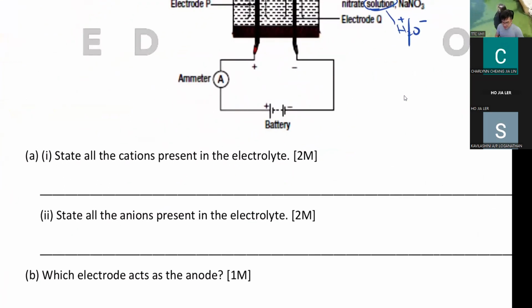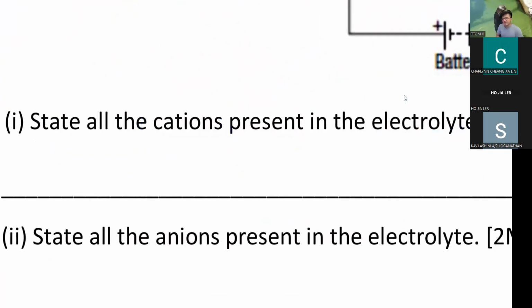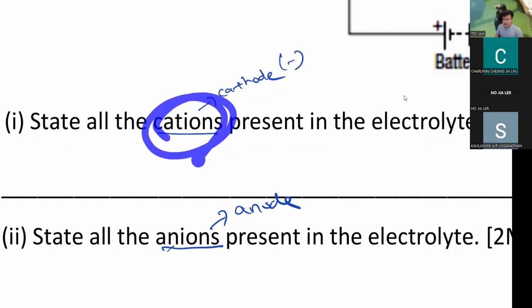Okay, so state all the cations present in the electrolyte. All the cations. Guys, is cation positive or negative? Just in case you forget, cation goes to the cathode. Anion goes to the anode. Cathode is negative. So cation is positive. Okay, so they want you to state all the guys.